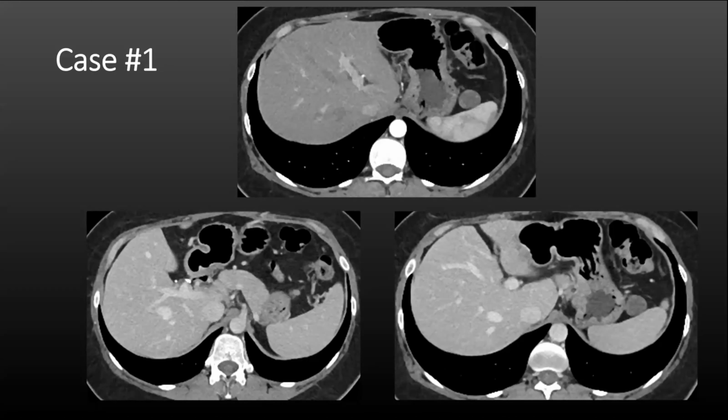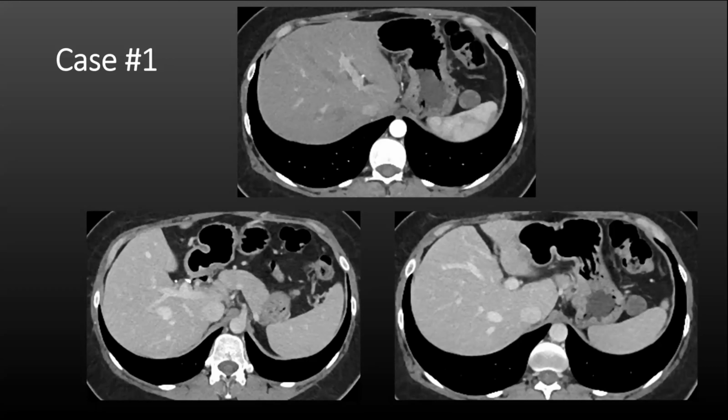Okay, what do you think is the most likely diagnosis? I'll give you 20 seconds to choose. Around 50% has voted. Okay, I'll end the poll here. So most of you have chosen infarcted splenic lesion.